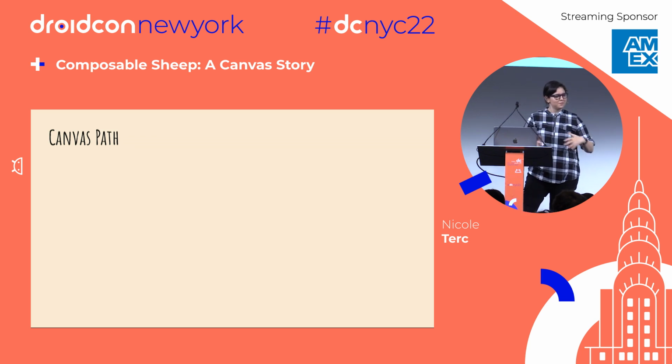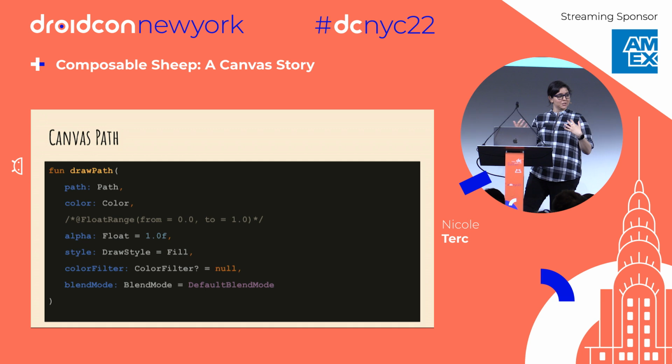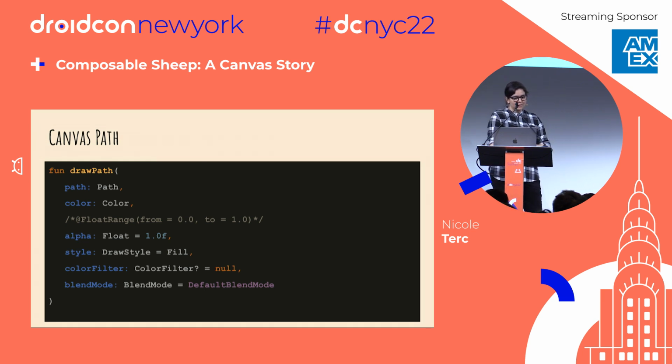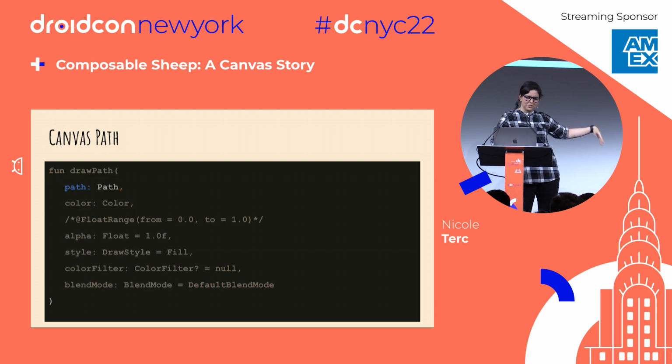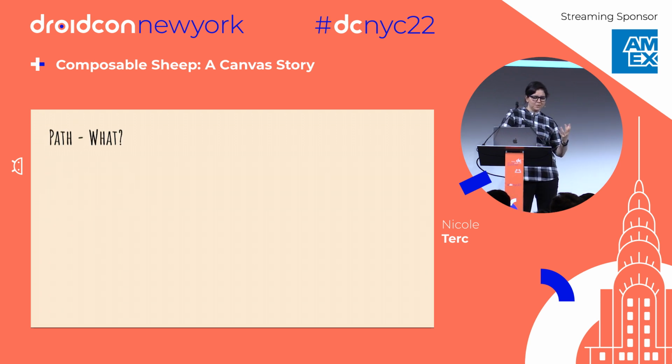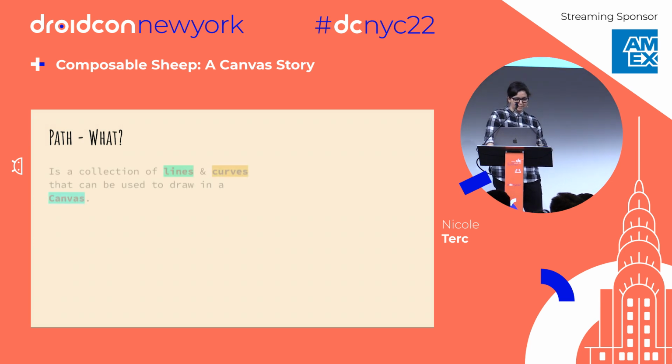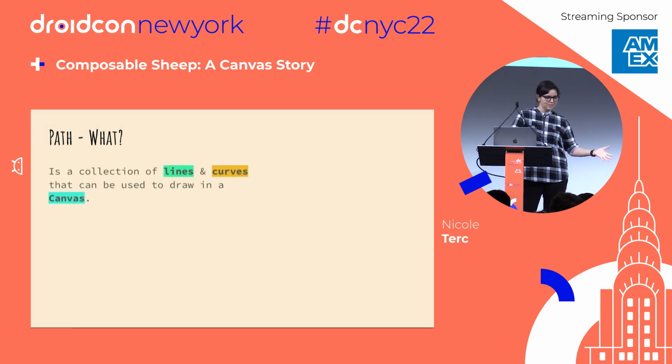so let's take a small detour before going back to our fluff 3.0, and let's talk about Path. If we take a look at our function for drawPath, we see something like this. Most of the parameters in there are quite straightforward. We have colors, we have alphas, we have styles, we have those already in the line, so it's okay. The only thing that pops up, of course, is path. Great, but what is this path? What does it actually do?